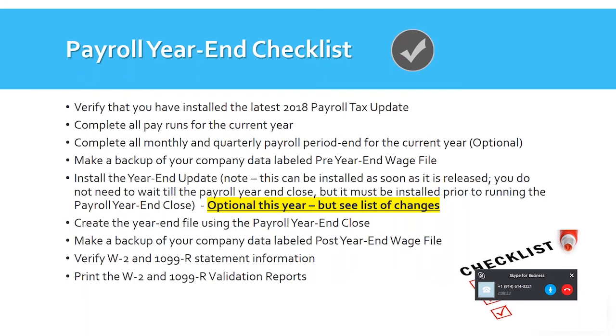Okay, so now we'll move into the different payroll year-end closing procedures here, and we'll go through our checklist. So we'll talk through these, and then we'll look through some examples in GP so you can see the different windows and everything. So the first step is if you're going to install the 2018 tax update, you'll want to make sure that you have that installed first.